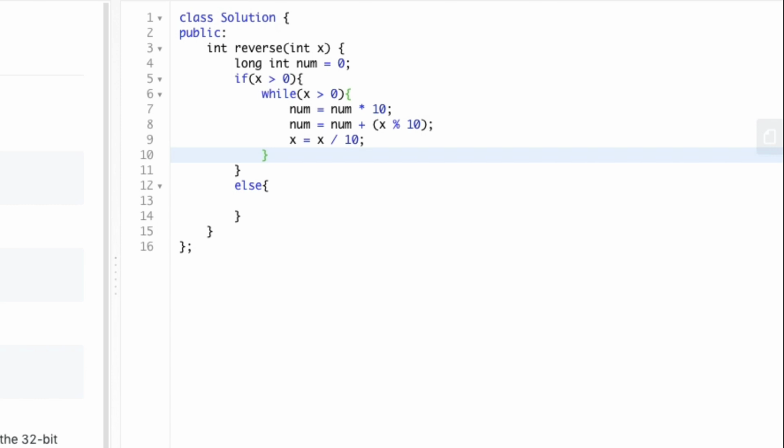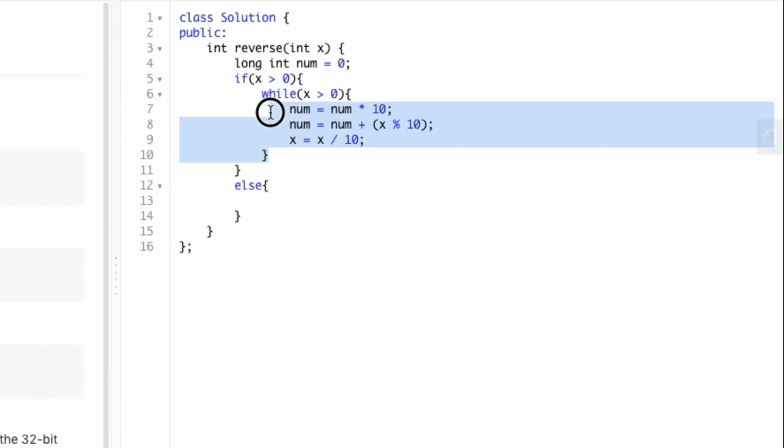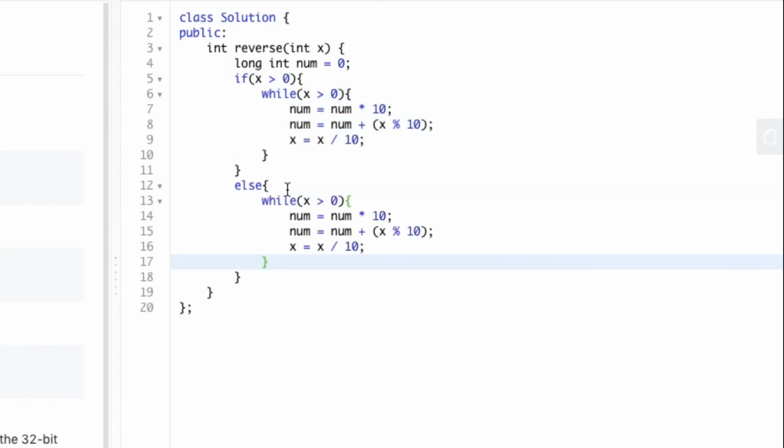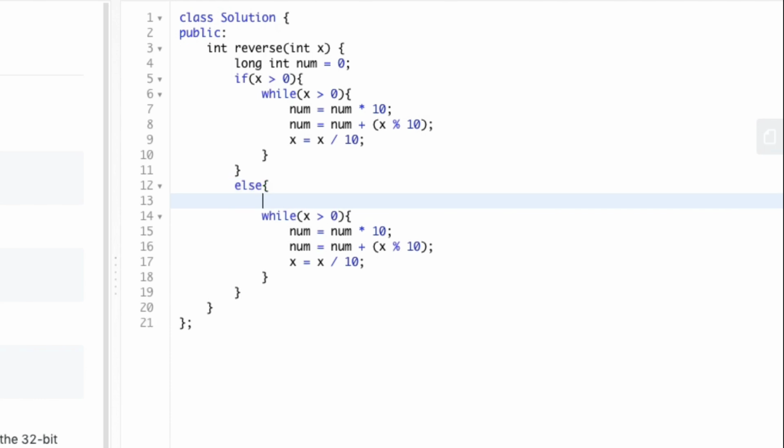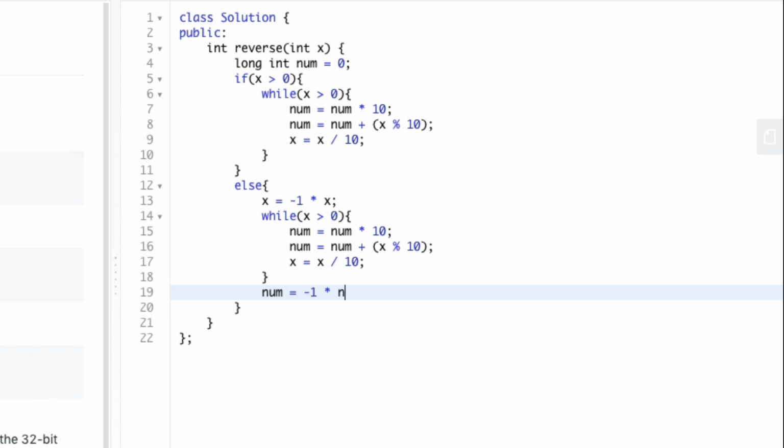That's it. We need to perform similar operations if the value is negative, but with a slight change. Before performing the algorithm, we need to multiply x with -1 so that the negative value converts to positive. And finally, we need to convert the positive value to negative. So here we converted the negative x value to positive by multiplying it with -1, and again, we made the positive num value negative. That's it. Now we can return num. Since the return value is int and num is a long int, we can cast num to int.